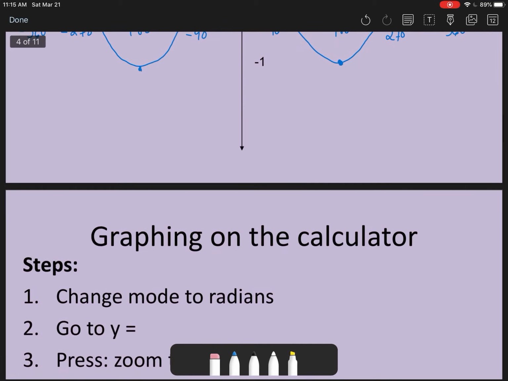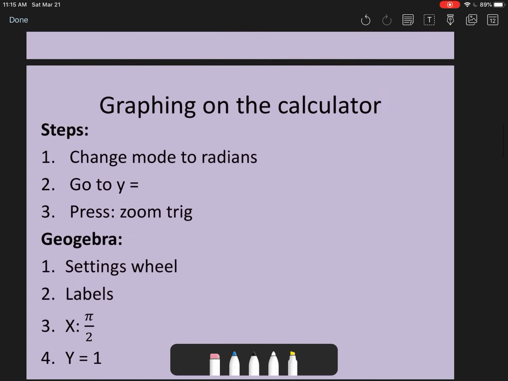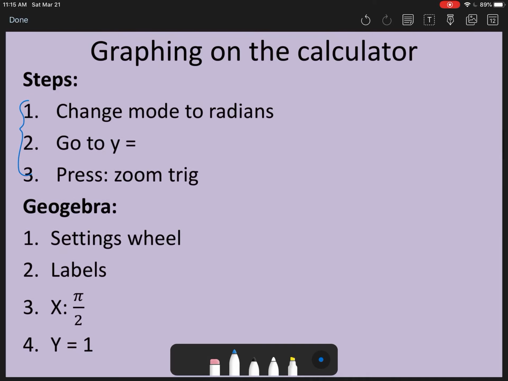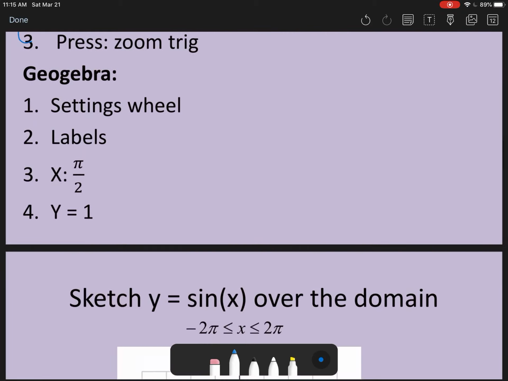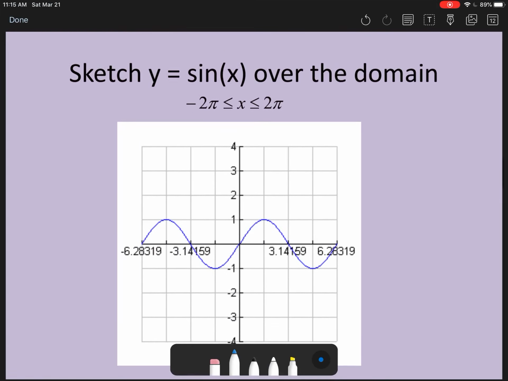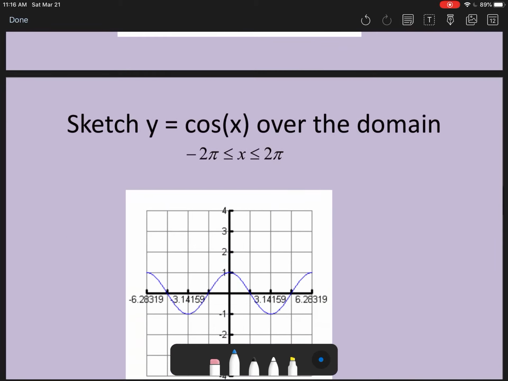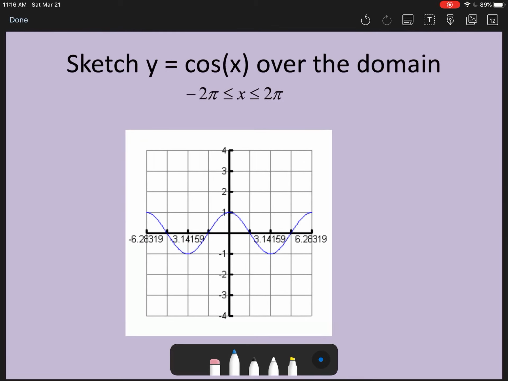Now let's take a look. The next slide just gives you the instructions for doing this on your graphing calculator. The first 3 steps are really for the old school TI graphing calculator. And then you have the steps there for GeoGebra, because you can literally put this right into GeoGebra and see the graph. This is the picture of the graph that we did, the sine function. And this is your cosine graph. That's the one that we just completed.